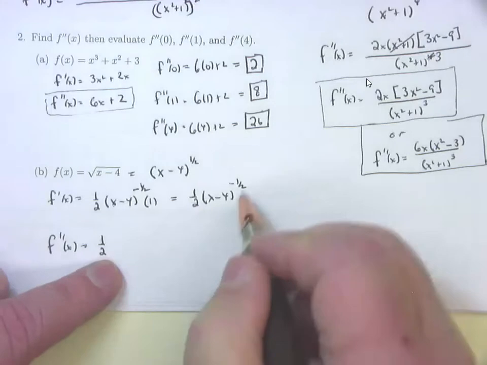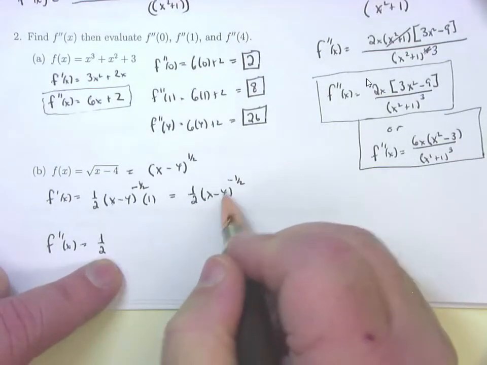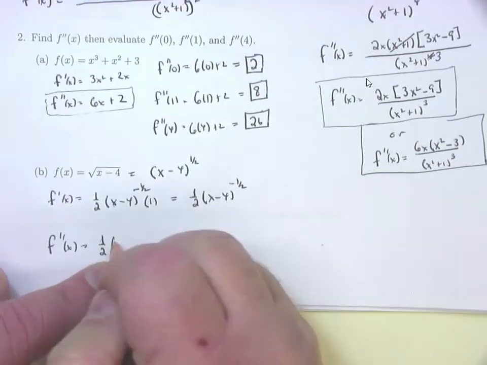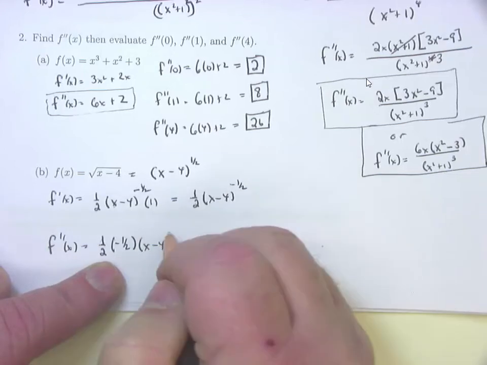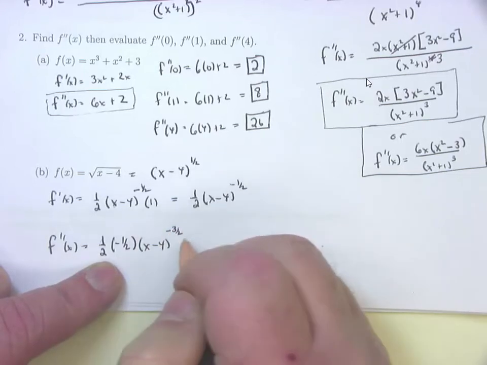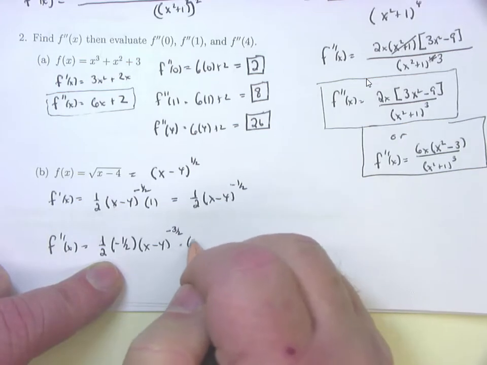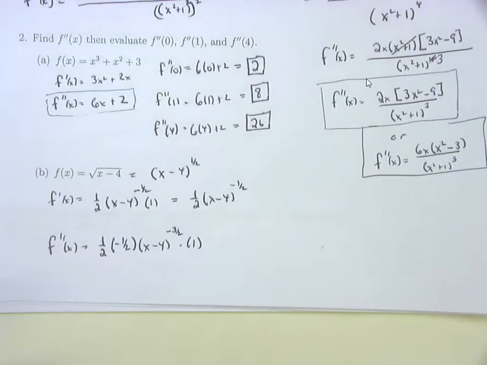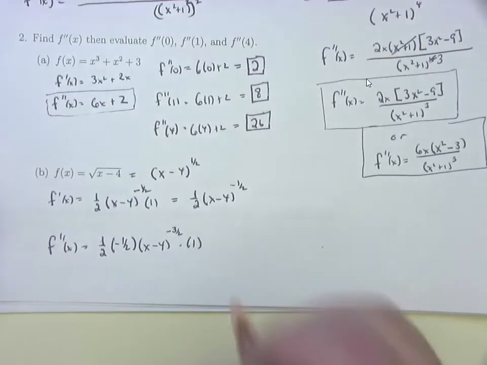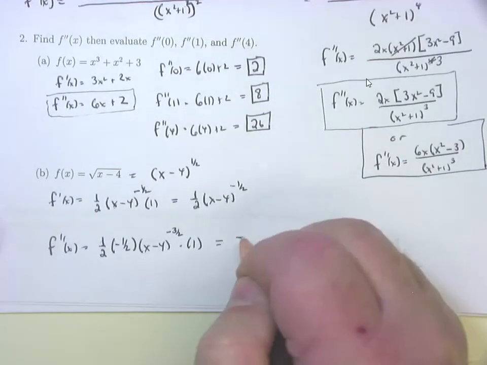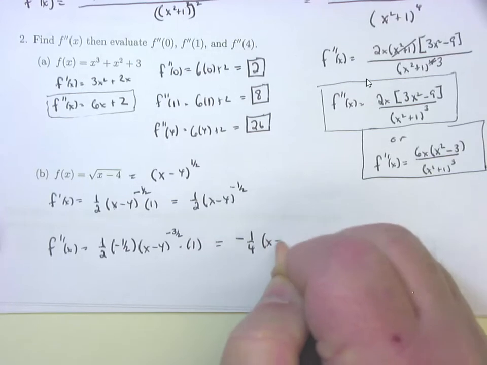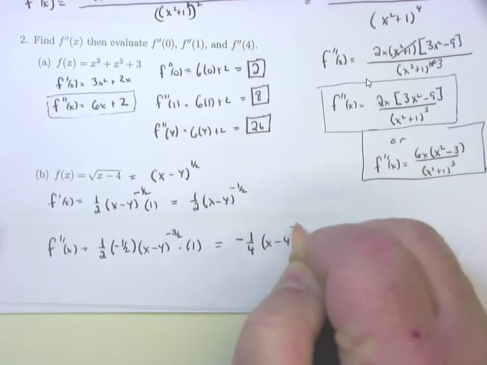What's the derivative of x minus 4 to the negative 1/2? Well, you bring your negative 1/2 down front, you get x minus 4 raised to the subtract 1, that'll be negative 3/2. Times derivative of the inside, which will be derivative of x is 1, derivative of minus 4 is 0. Cleaning this guy up, positive 1/2 times negative 1/2 is a negative 1/4 times x minus 4 to the negative 3/2.